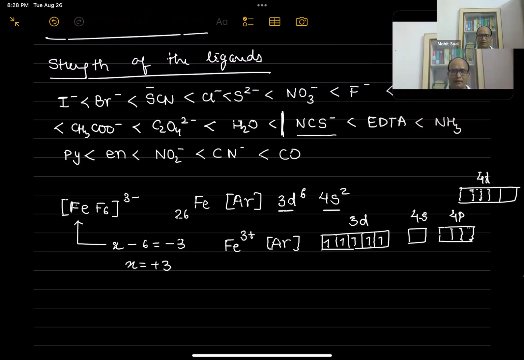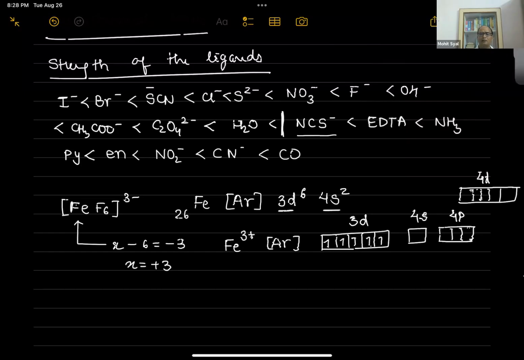So Fe+3 I have written here. You can see, right? From Fe to Fe+3 I have removed 3 electrons, 2 from the 4s and 1 from 3d. So 3d is left with only 5 electrons. Can you see it?